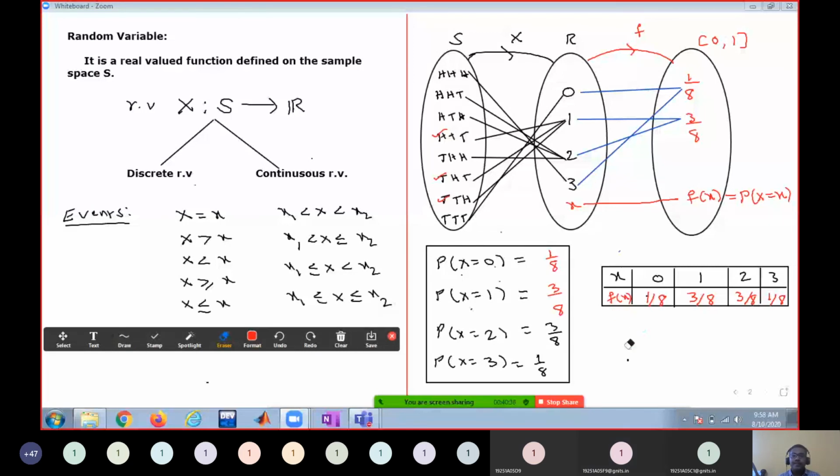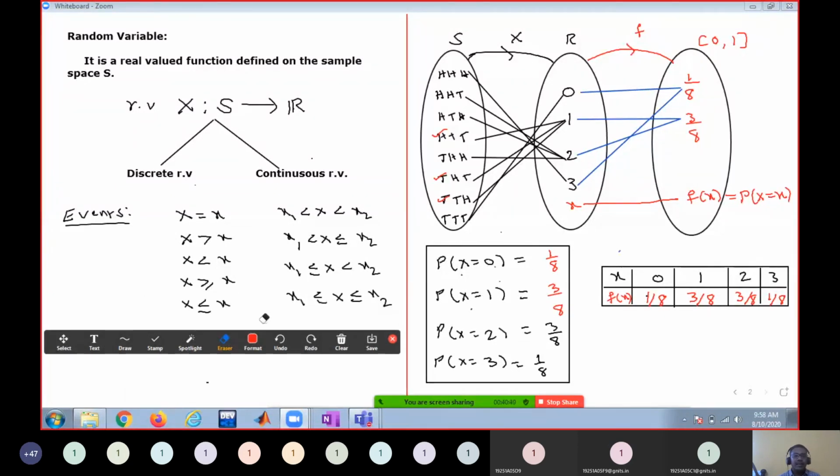So we have written all these things in the form of a table. What is this table called? This table is called the probability distribution table, or simply the probability distribution.